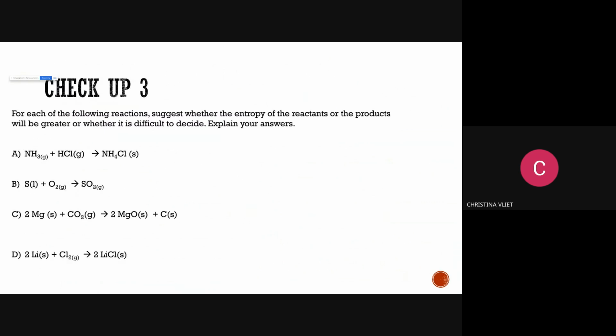There's more involved. Let's take a look at a few reactions and suggest whether the entropy of the reactants or the products will be greater, or whether it's difficult to decide. Explain your answers. Let's do this by saying either our delta S will be positive, or our delta S will be negative, or we're not sure. First one. Go ahead.